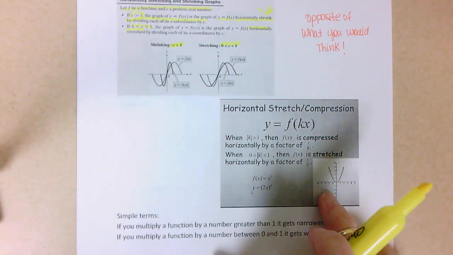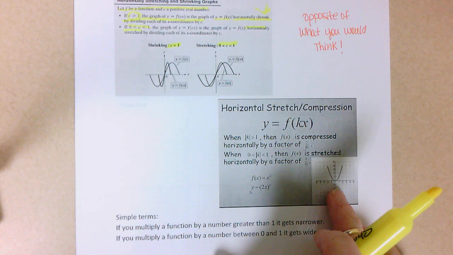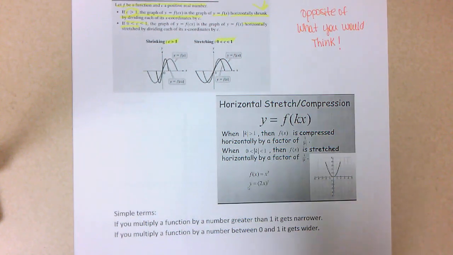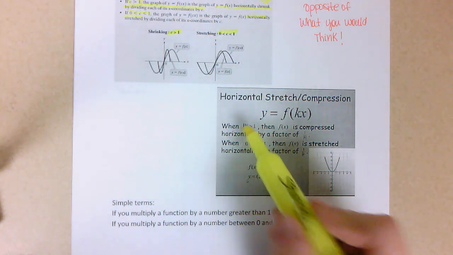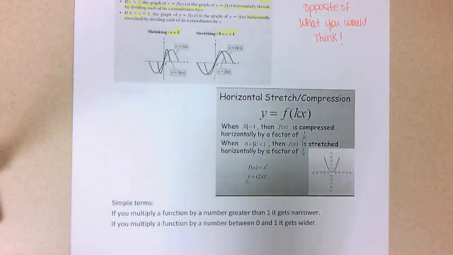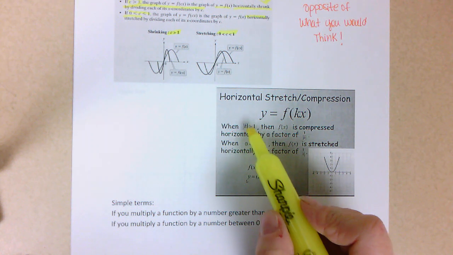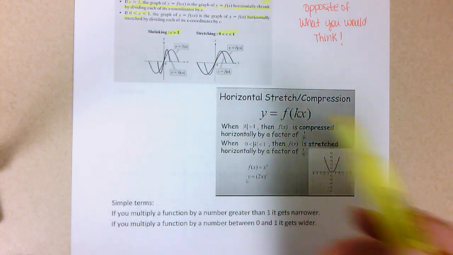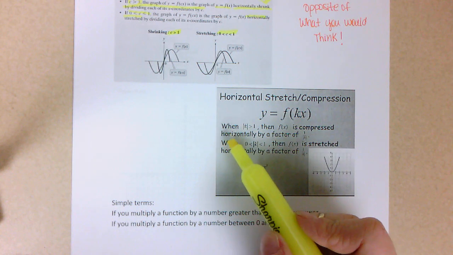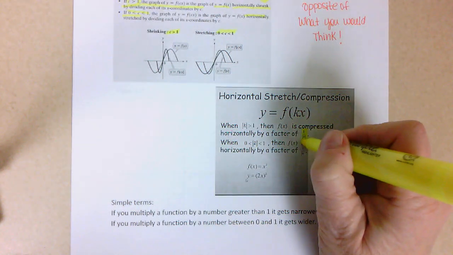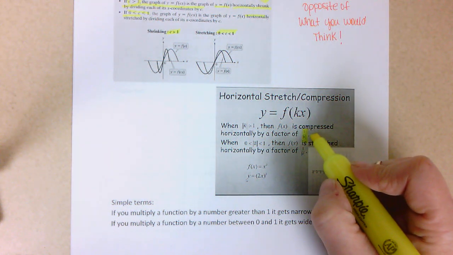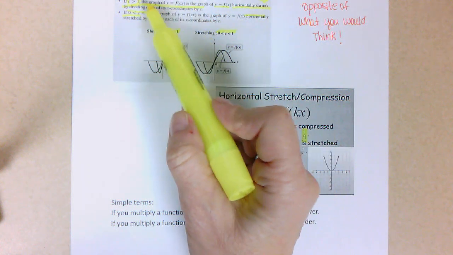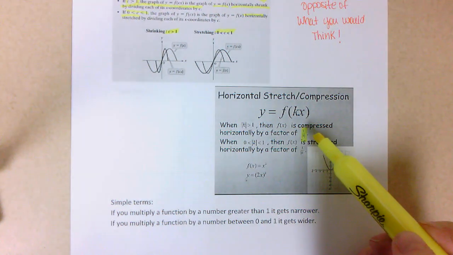I put this little thing in so that I could show you why that is, because some of you are just going to be happy with me saying this, but some of you are going to want to know why. So here's the why. When k is a constant, and the absolute value of the constant is greater than 1, then f of x is compressed horizontally by a factor of 1 over the absolute value of k. So it's a fraction, right? So that's why it is dividing. It's because it's a fraction, okay?